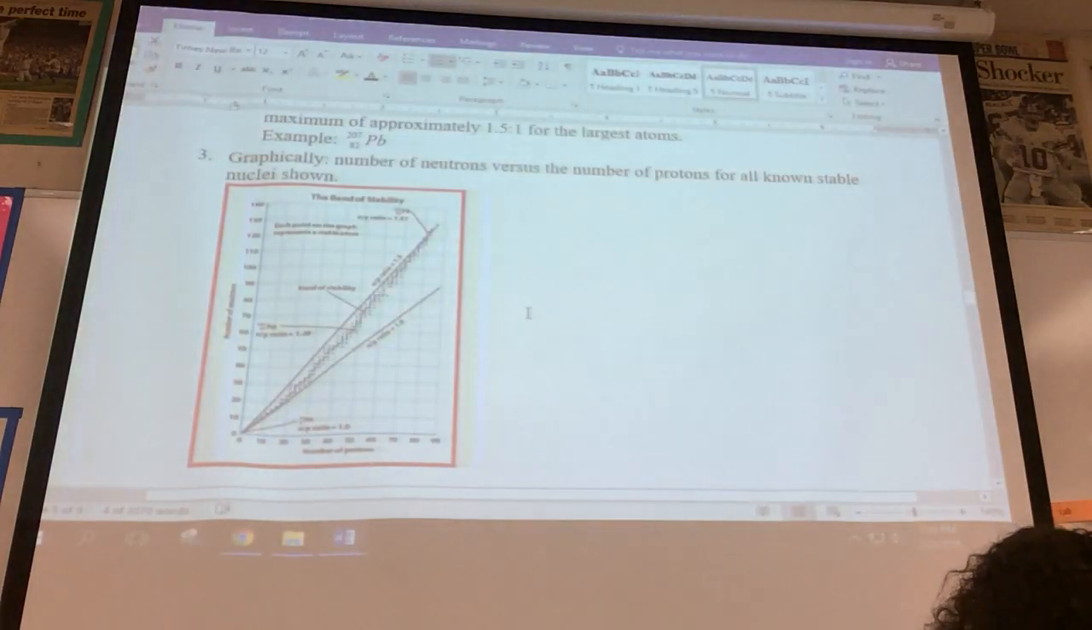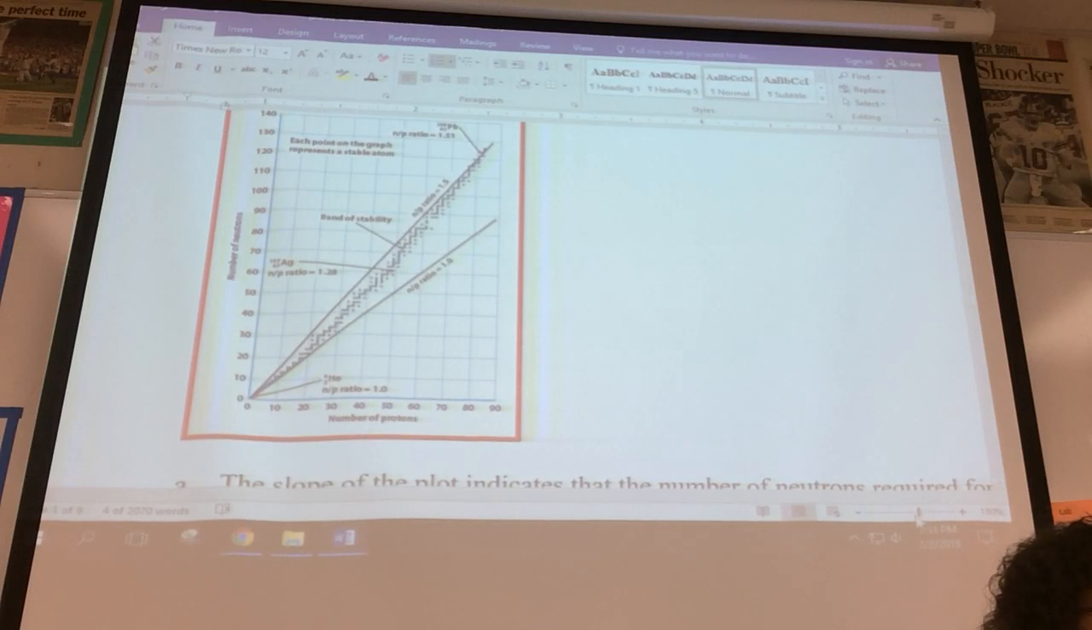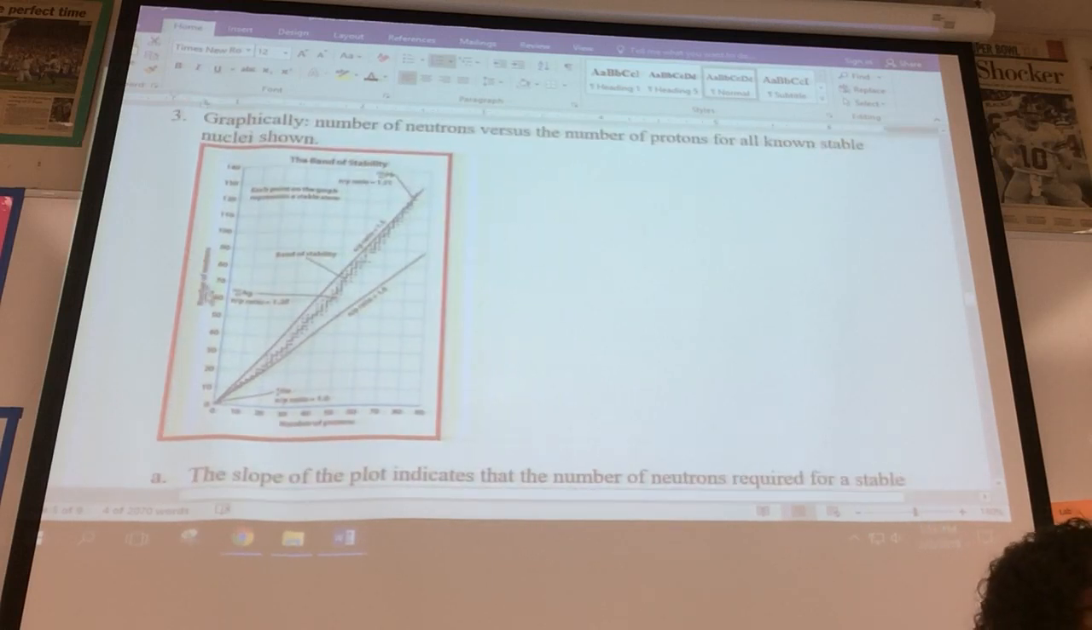If you look at this graphically, you've got neutrons here, you've got protons here. So helium is here, calcium would be here. That's the 1-to-1 ratio. You can go up to 1.5, so within this band, you've got stability. Below the band, you don't have stability. Above the band, you don't have stability.